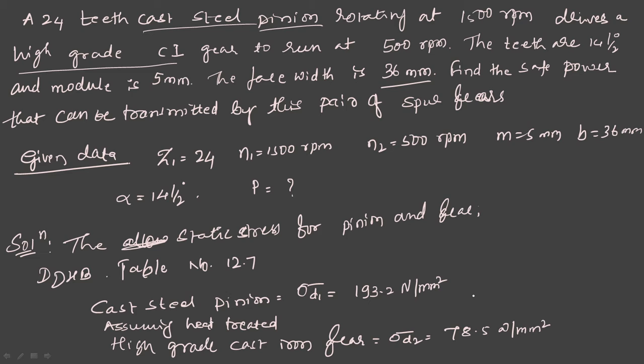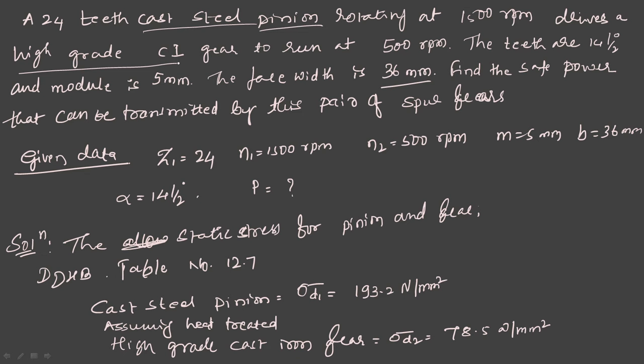So now let us go for finding out the weaker member. First, identify the weaker member. To identify the weaker member, you need the form factor. To get the form factor, you need the values of Z1 and Z2. Now Z1 is given, so Z2 equal to what?